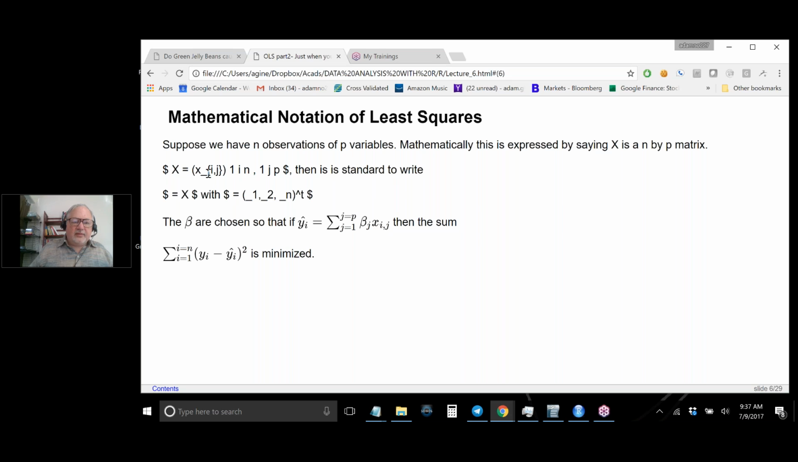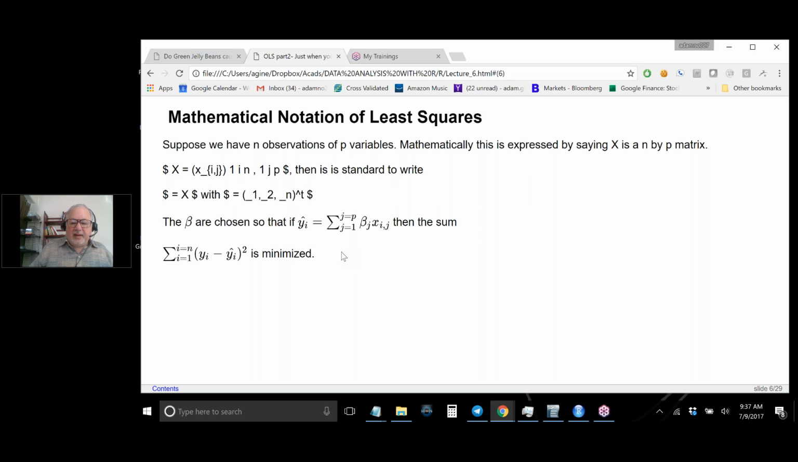X sub ij is the ith observation of the jth variable. And the betas are chosen so that if you let y hat be the value you predict, the fitted value, if you will, you would sum from j equal 1 to p because you have p predictors. So the ith prediction would be the sum over all the j, which is all the different columns, the different variables you have, and you want to minimize that.